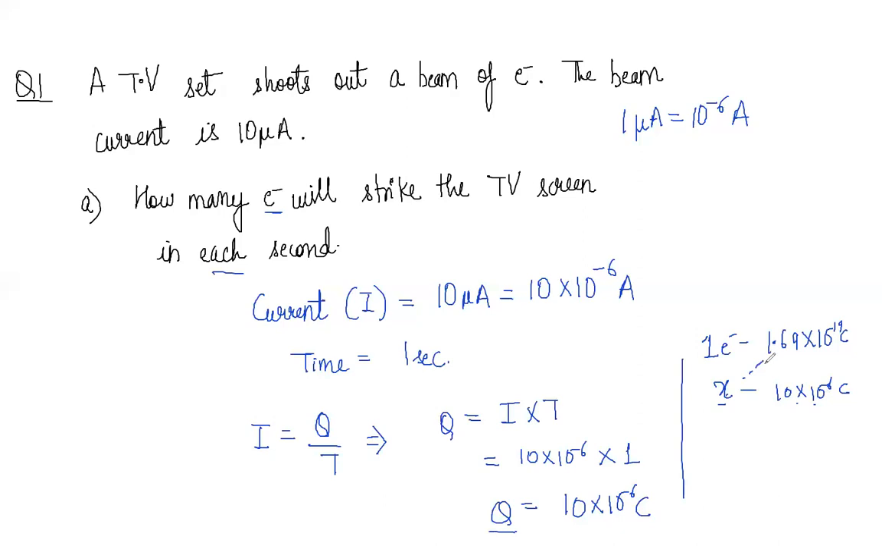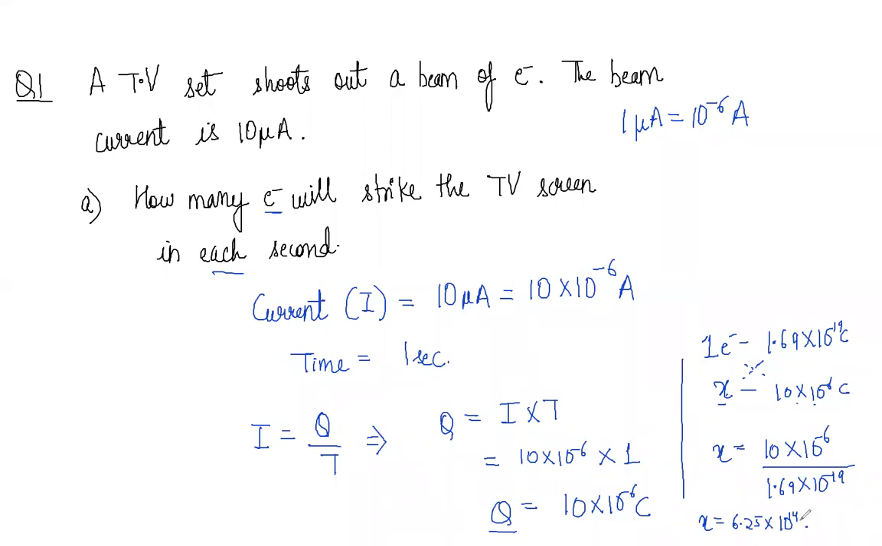So we will use the unitary method and the value of x will be 10 into 10 to the power minus 6 upon 1.69 into 10 to the power minus 19 coulomb. So the value of x will come 6.25 into 10 to the power 14. This much number of electrons will be striking the TV screen in each second. If you have got this answer, your answer will be correct.